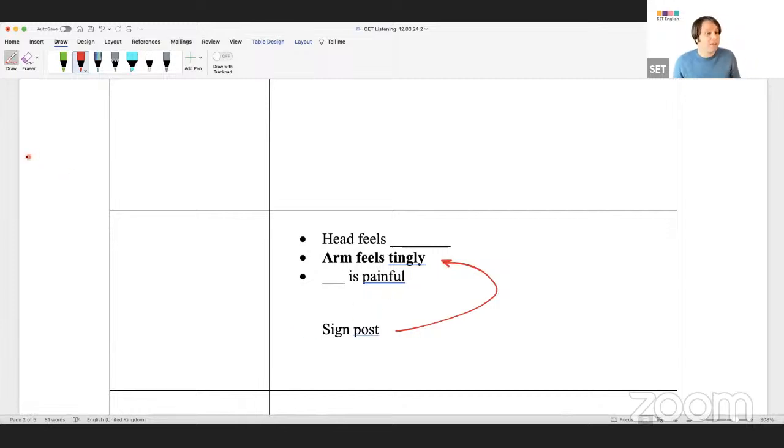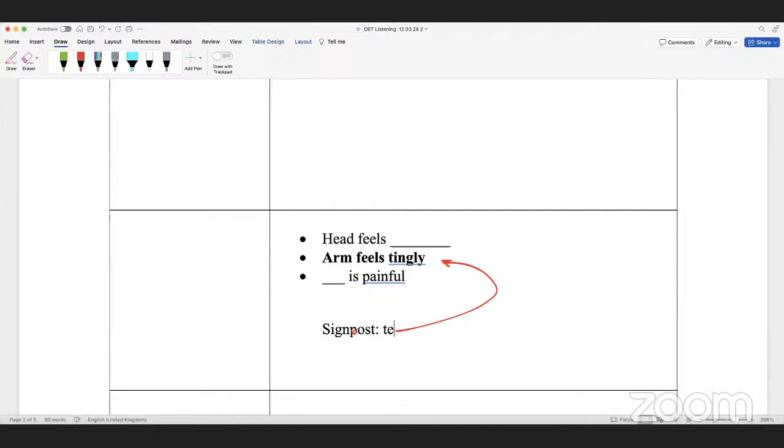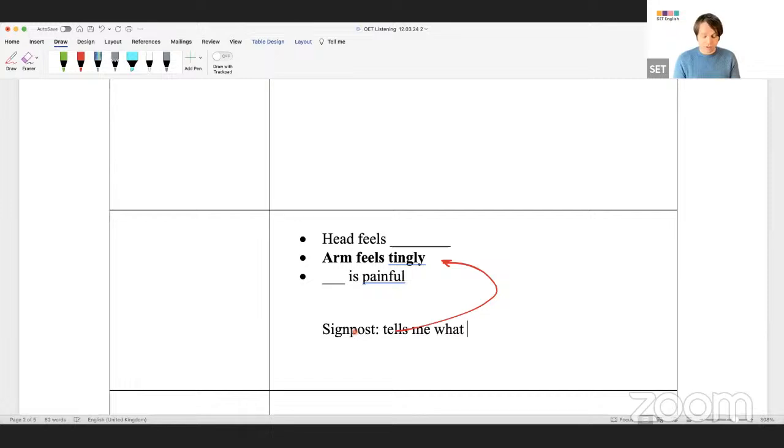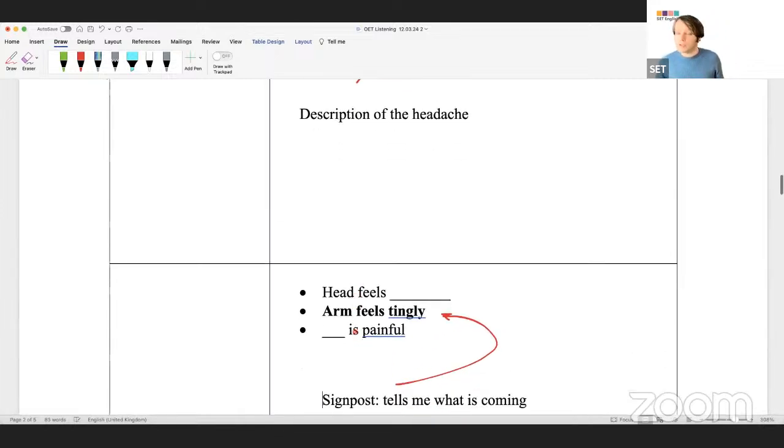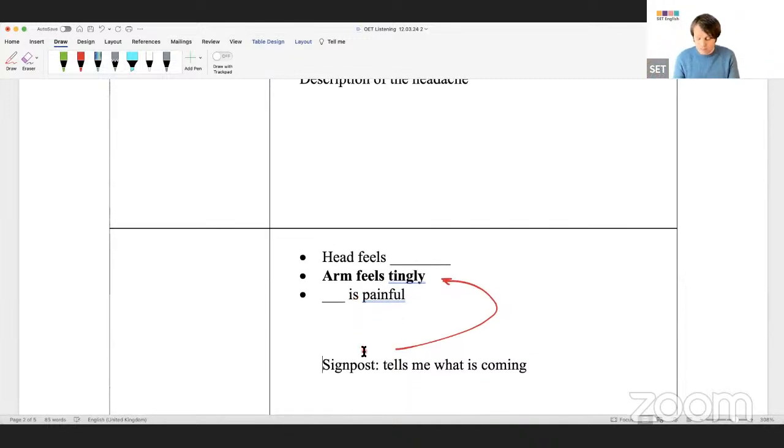It seems so obvious. It's so easy. What is it? It tells us where we are. I mean, we were talking about signposting in speaking this week, weren't we? It tells me what is coming next. The answer is coming. And of course, guys, automatically you will do this. But the key thing is the rule.